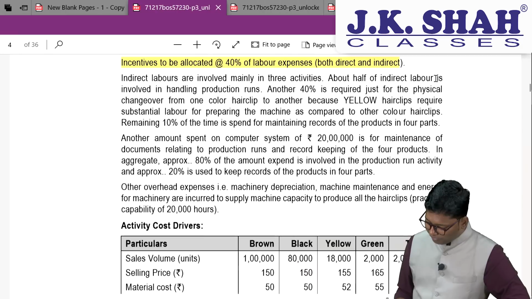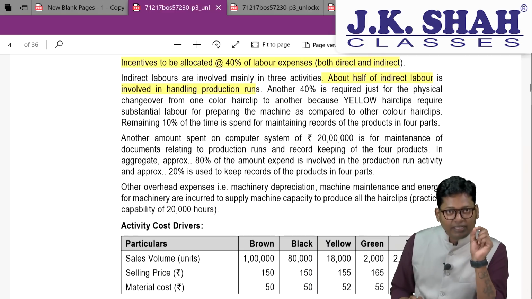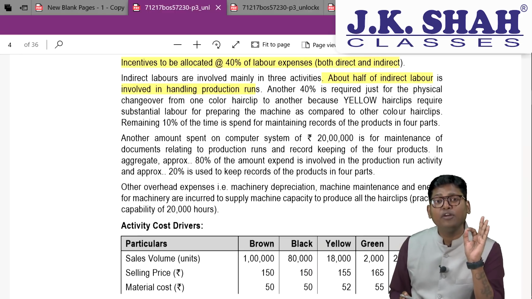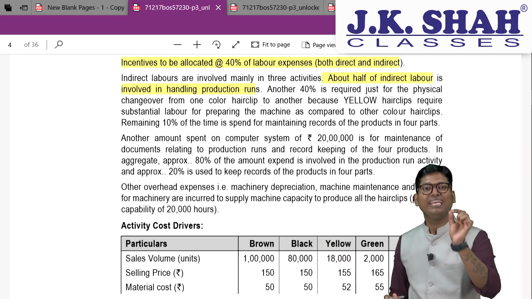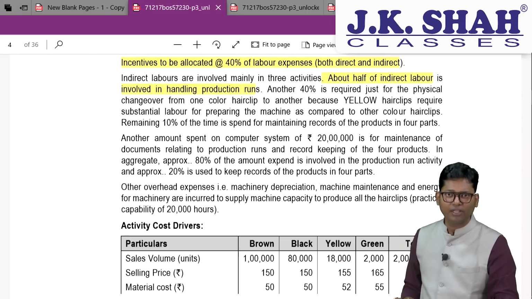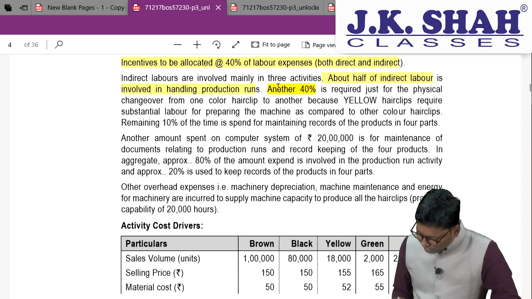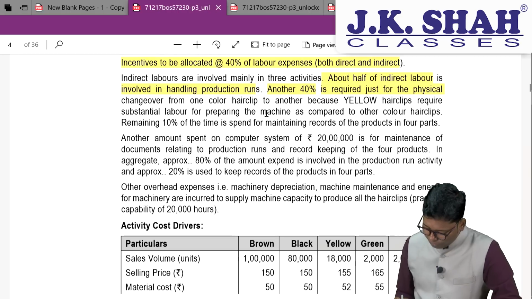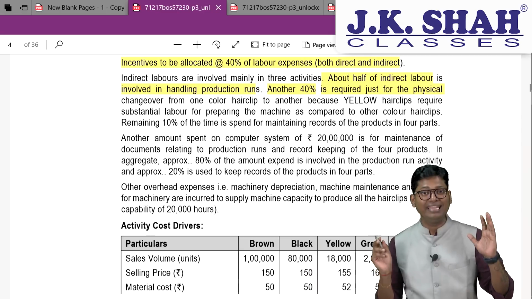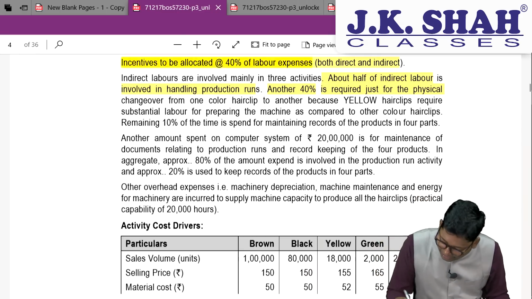First, about half of the indirect labor is involved in handling production runs. So whatever is the indirect labor cost, 50% of that we are going to apportion by using the number of production runs, and runs will be given in the question, don't worry. Another 40% is required just for the physical changeover from one color hair clip to another, because yellow hair clips require substantial labor for preparing the machine as compared to other colors of hair clips.